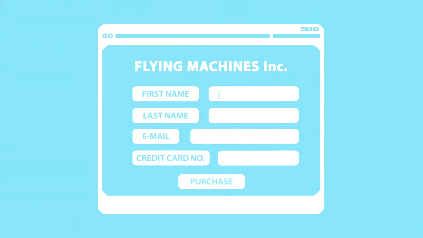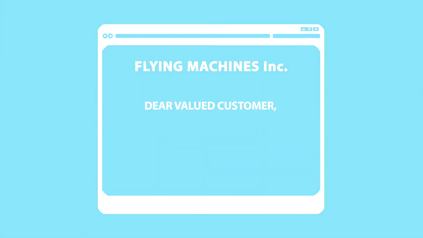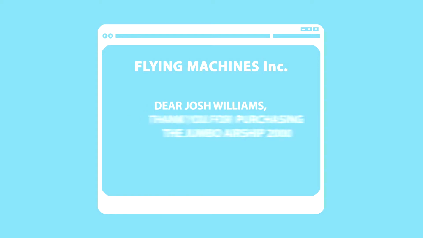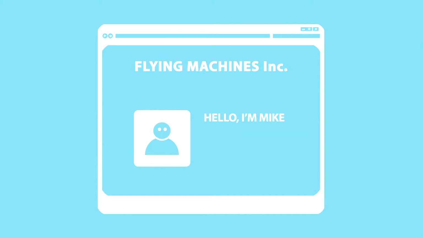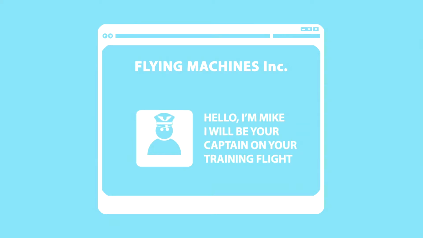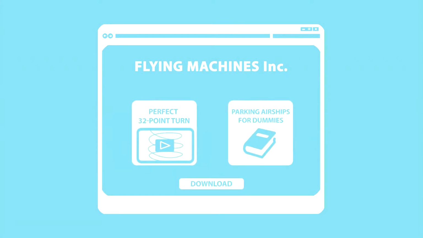Visitor 4003 is sold. But the personalized experience doesn't end there. Visitor 4003 purchases the airship by entering their full name, address and credit card information. So by the time we take him to your thank you page, we know a lot more about him, like his name and purchase. Personalization goes both ways. We can introduce Mike, who will be Josh's captain on his training flight. And let's offer Josh some helpful tips and tricks related to turning and parking an airship.